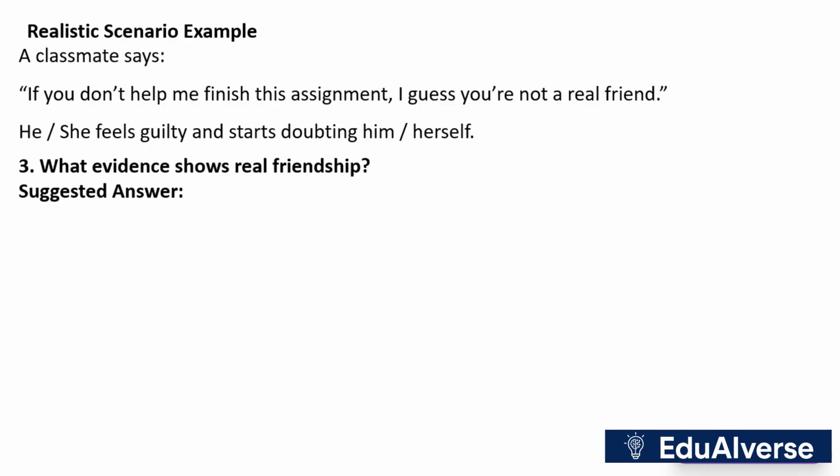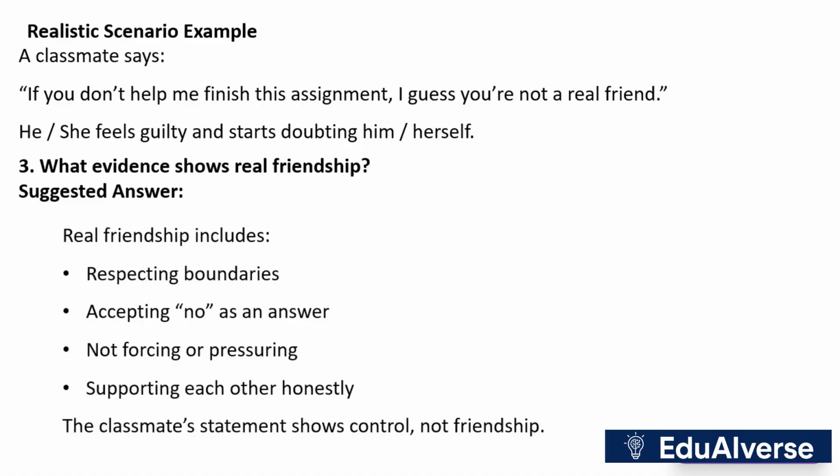Is the request fair or manipulative? In this case, it's manipulative, as emotional pressure is used to force agreement. Understanding the nature of the request helps you respond appropriately. Real friendship respects boundaries and accepts no as an answer. It doesn't rely on pressure or control.